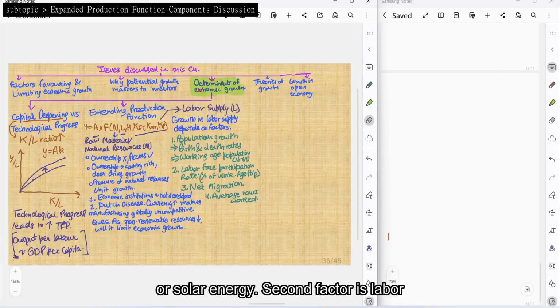Second factor is labor supply. Growth in labor supply depends on the following factors. First is population growth, birth and death rates in a country, and it is to be noted that population growth in developing countries is much more than in developed countries. Another thing is that by population here we are concerned with working age population. So if the working age population is increasing, that is good for the total output of the country.